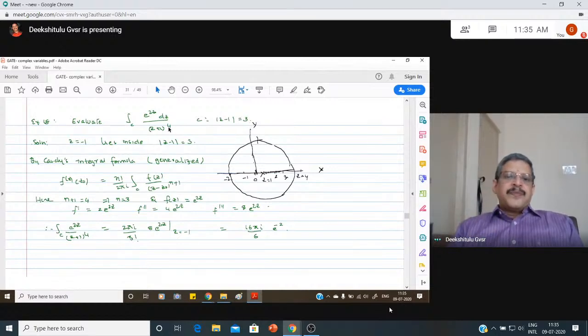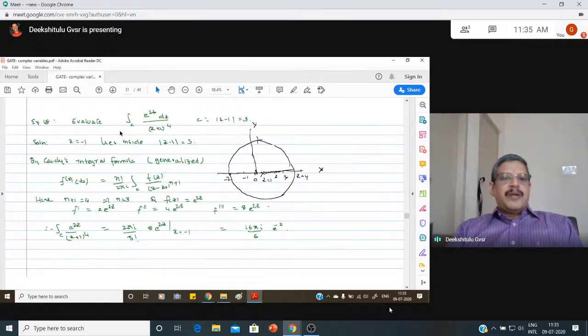Say, for example, if you have z plus 4 here, then what is the pole here? z is equal to minus 4. If you put z is equal to minus 4 here, what happens? Minus 4 minus 1, that is minus 5. What is the magnitude of 5? 5 is greater than 3, so it lies outside. This is one simple test.